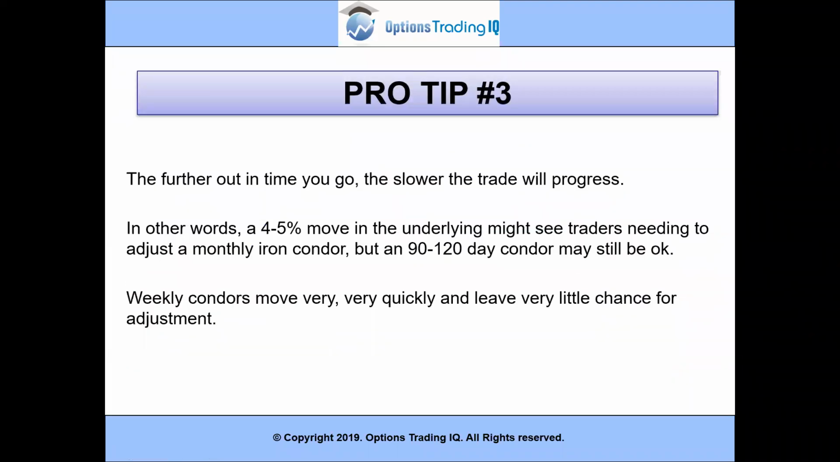So hopefully you get it now. The further out in time you go, the slower the trade will progress. In other words, a 4 to 5% move in the underlying might see traders needing to adjust a monthly iron condor, but a 90 to 120-day condor may still be okay. Weekly condors move very, very quickly and leave very little chance for adjustment. All right, so I think that's pretty clear now, right? Hopefully you guys try that out in your own trading and have a look.